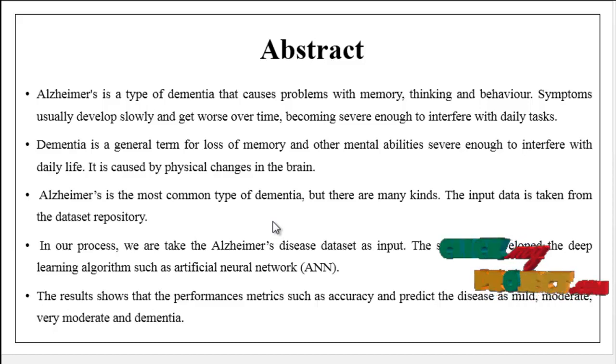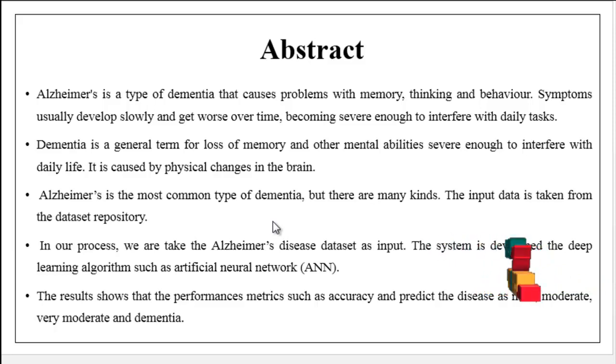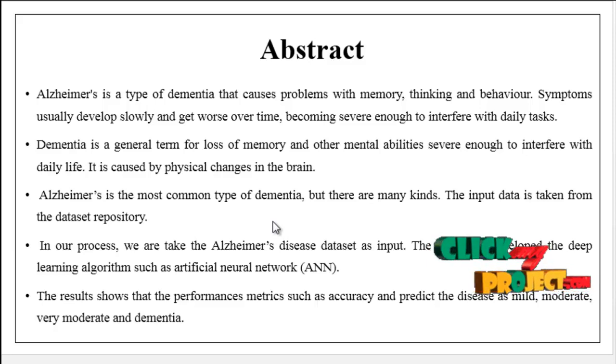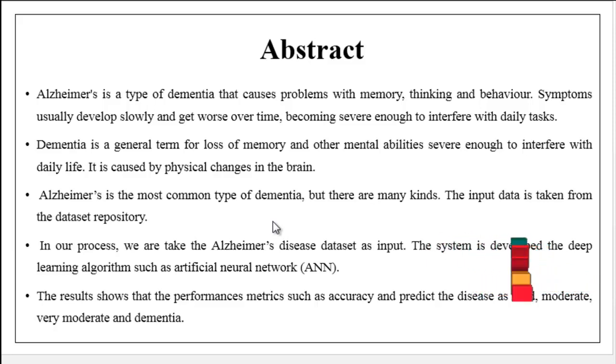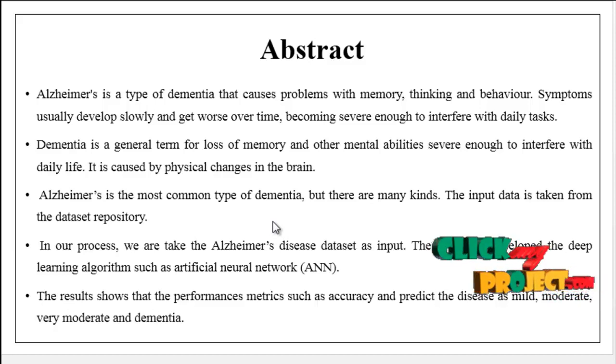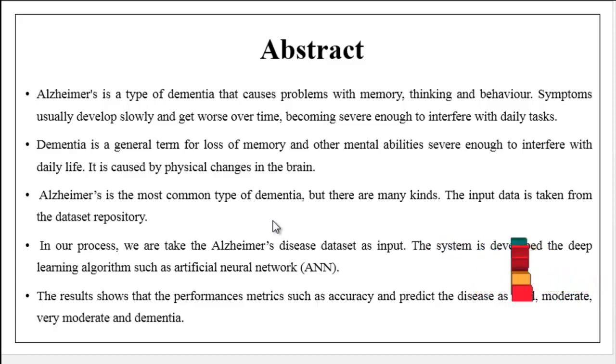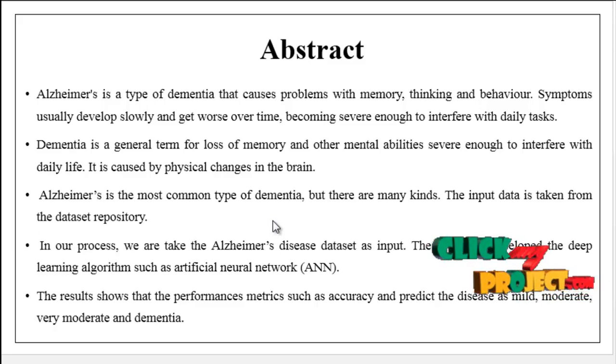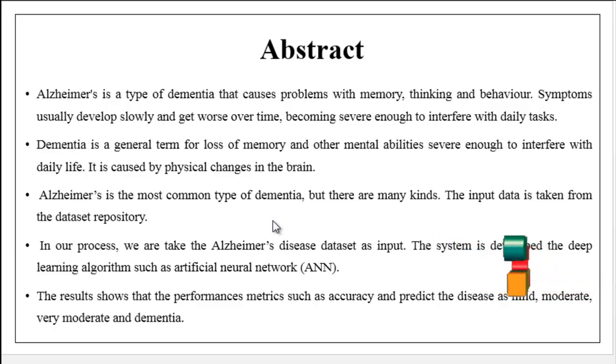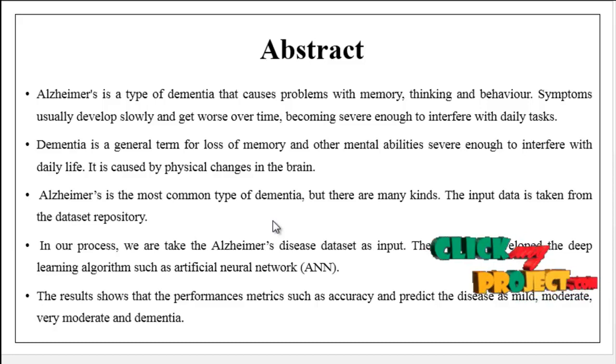Alzheimer's is the most common type of dementia, but there are many kinds, like the patient being affected by mild, moderate or very mild dementia. So here the system is developed with a deep learning algorithm for predicting dementia, that is Alzheimer's disease, by using an artificial neural network. This is the overview of our project.